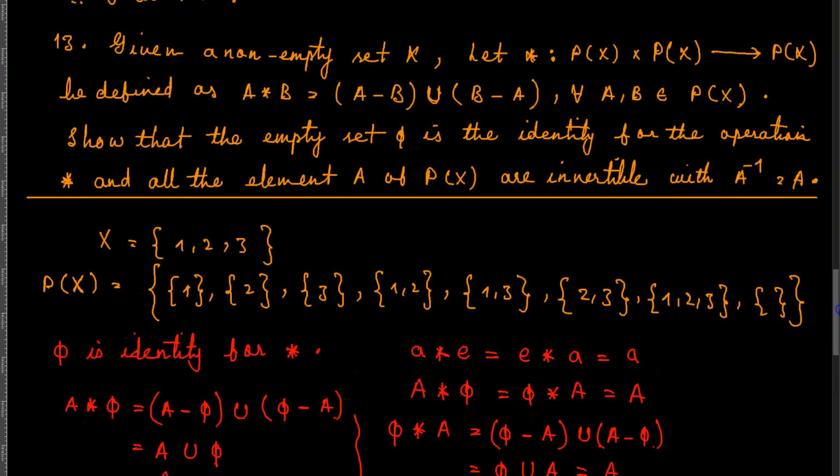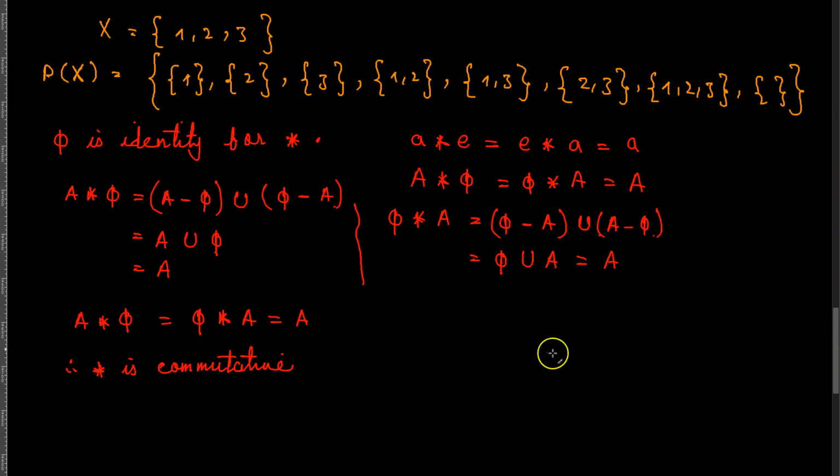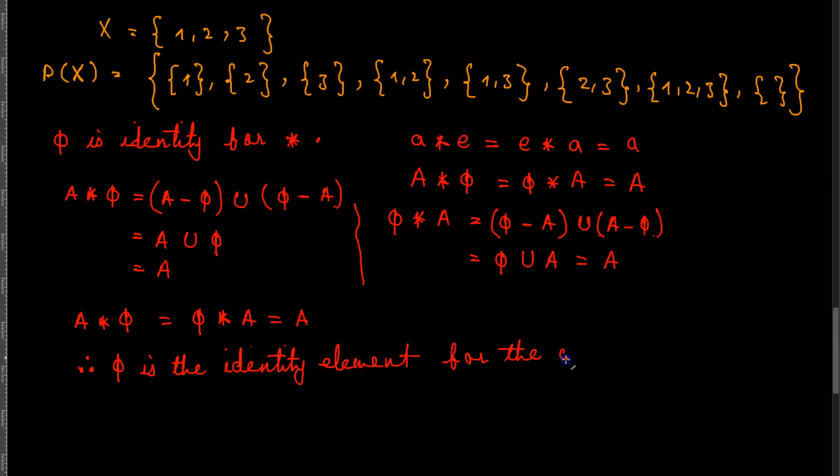I guess that's what we wanted to... No, I'm sorry. We wanted to show that the null set, phi, is the identity element for the operation star.